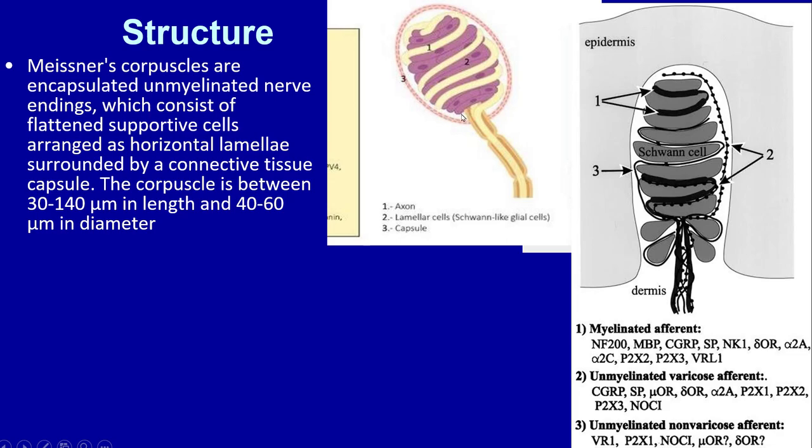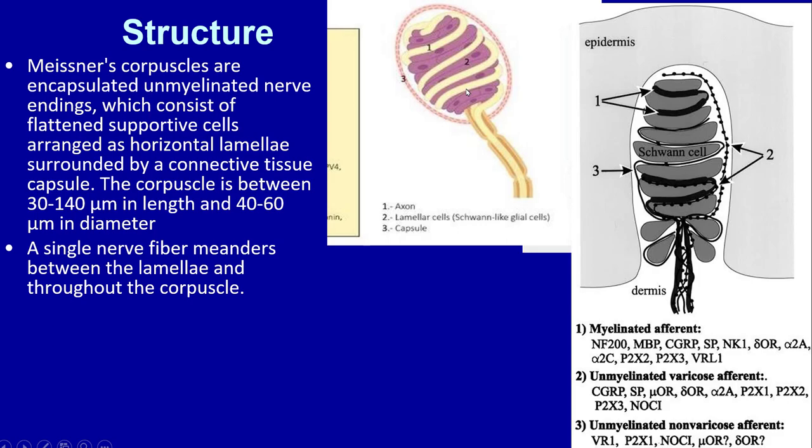The capsule is between 30 to 140 micrometers in length and 40 to 60 micrometers in diameter. Here, these lamina, the Schwann cells, are located transversely, and the nerve enters and passes through these lamina. This is the length and diameter of the corpuscles. A single nerve fiber meanders between the lamina and throughout the corpuscles.